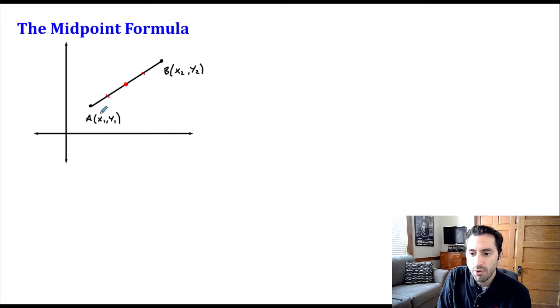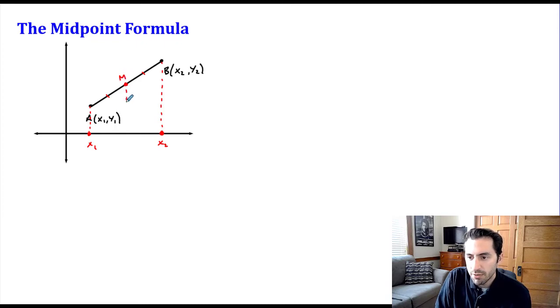But I want to find the coordinates of this point. So let's just focus on the x values first. So if I drop down from point A all the way to the x-axis, on the x-axis, this has a value of x1, right? It would take me x1 units to get to where point A is. If I drop down from point B and go all the way down to the x-axis here, this x value is going to be x2. Same idea.